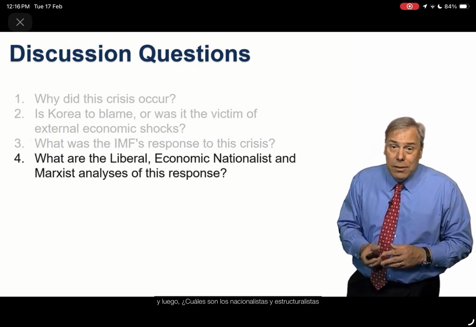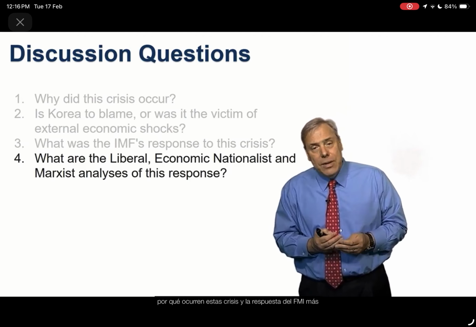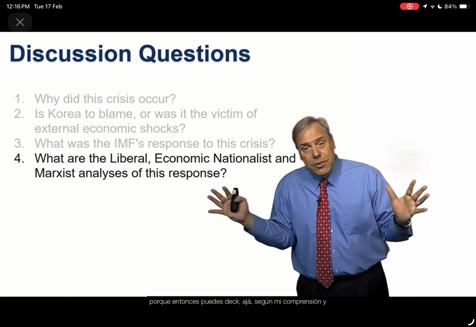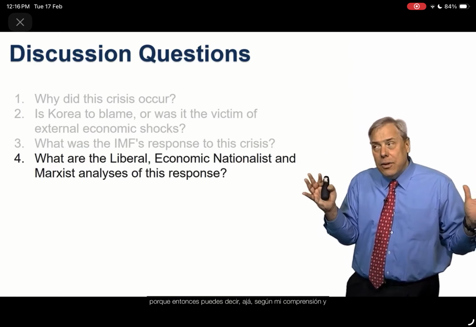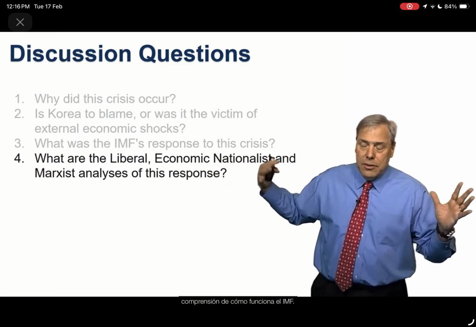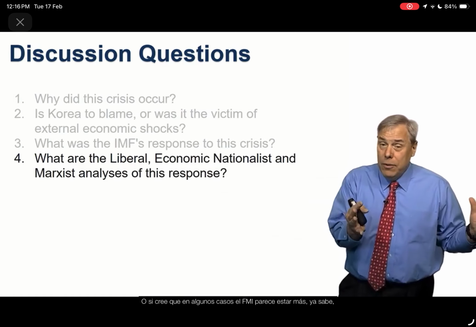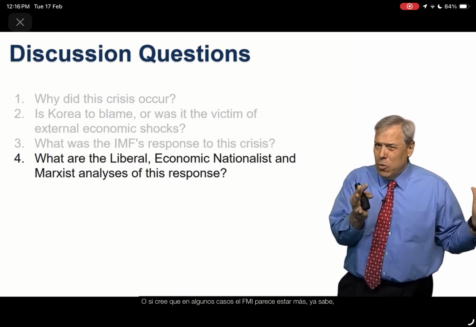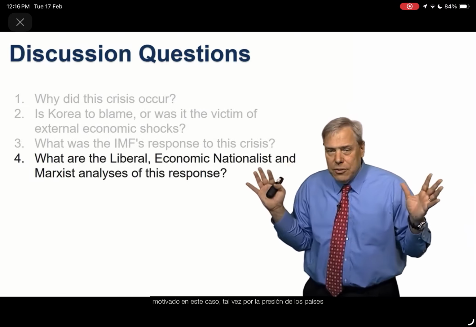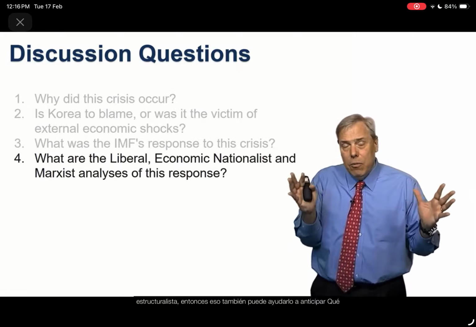And then what are the liberal, economic nationalist, and structuralist, or as I put here, Marxist understandings of why these crises happen and the IMF's response? More important, I think, is really the IMF's response to the crisis, because then you can say, aha, based on my understanding, looking at it from an embedded liberal point of view, that's my understanding of how the IMF works. Well, now I can anticipate what the IMF is going to do next. Or if you think in some instances the IMF seems to be more motivated, in this instance perhaps by pressure from the capitalist countries, if you have that structuralist point of view, then that can also help you anticipate what is likely to happen.